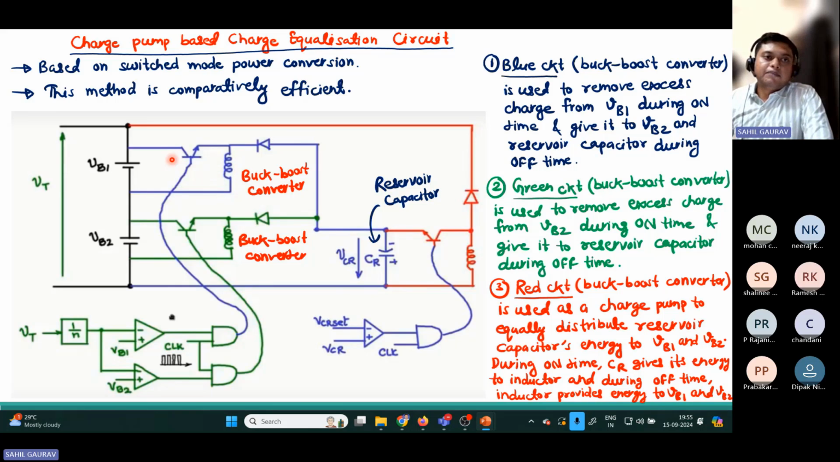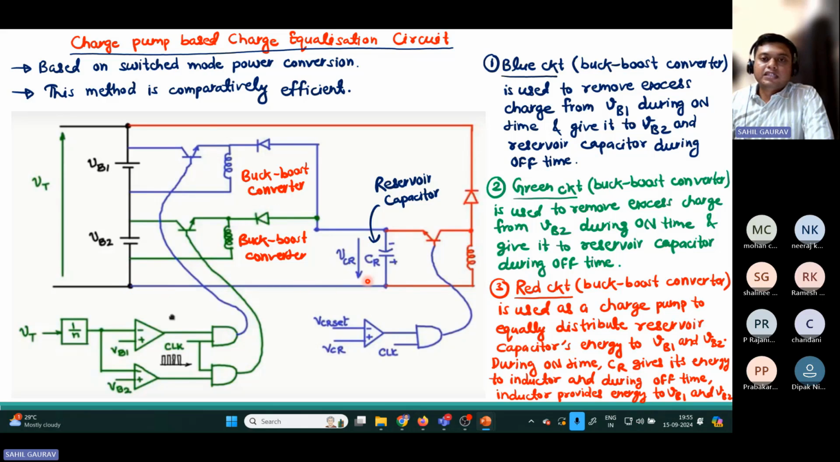So during turn on time, the excess charge gets stored in the inductor, and during turn off time, it provides the charge to the other battery or stores it in the reservoir capacitor. Now if we see for another battery, again during turn on time, the excess charge will get stored in this inductor, and during turn off time, it gets stored in the reservoir capacitor.